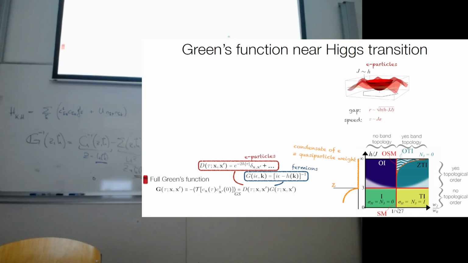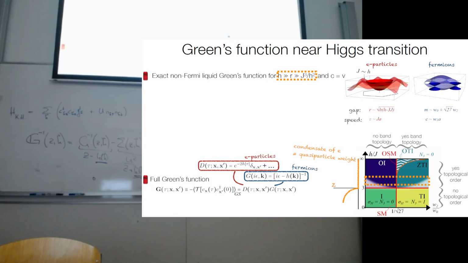And near this transition, we can study everything in field theory, so in the continuum limit. We take just the propagator of a continuum model of E particles, and we convolve it with the continuum model of fermions, so just the Dirac Hamiltonian with a mass. And when B and C are equal, this convolution can be taken analytically exactly.